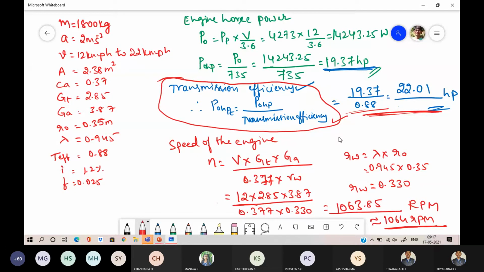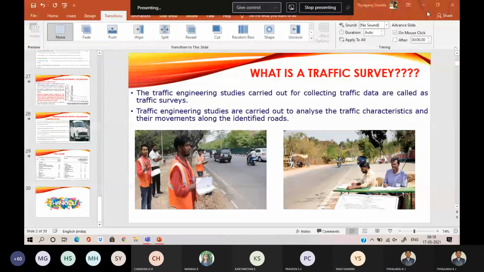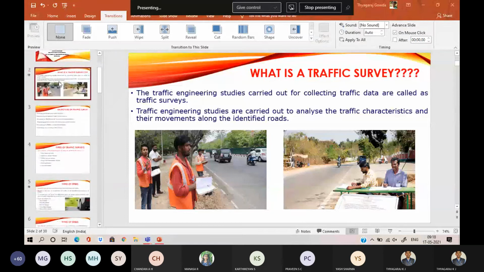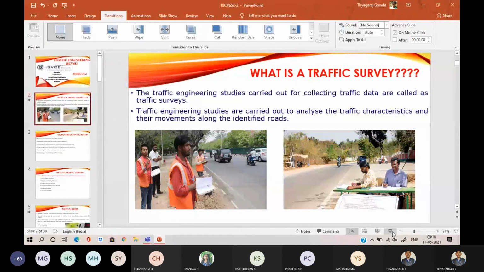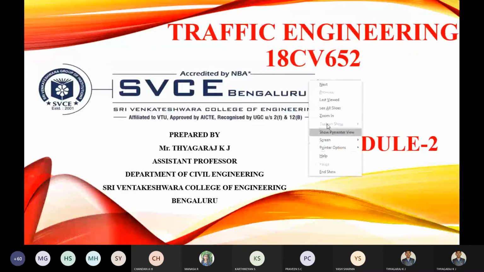Okay, is it completed? Shall we move to the next module? Yes, sir. Okay. Close this one. I hope the screen is visible to everyone, right? The PPT is visible, right? Yes, sir. Okay.